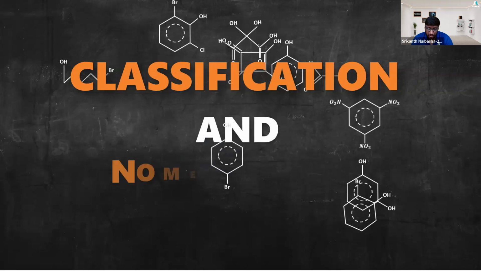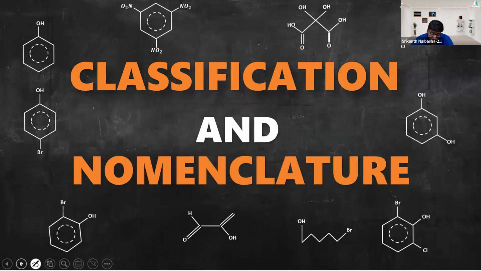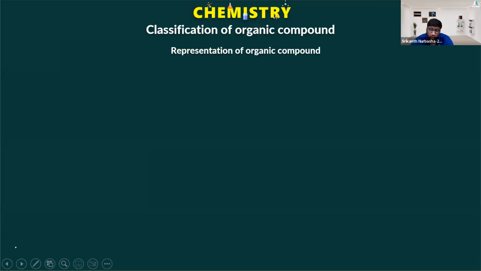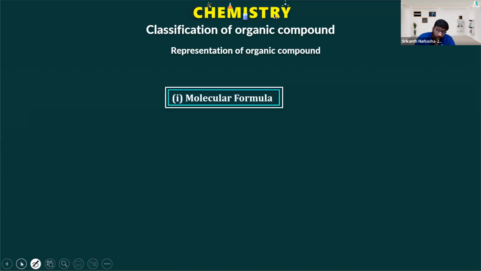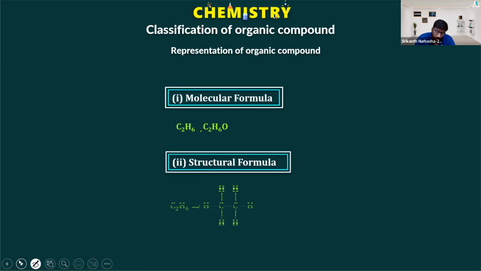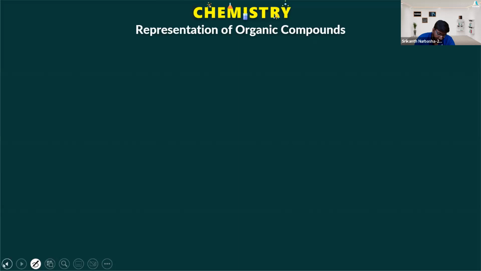So this is going to be the first concept: we have to name the compounds first, classification and nomenclature. First, how to classify organic compounds or organic molecules. Representation of organic compounds is important. First, you should know the molecular formula and the structural formula.